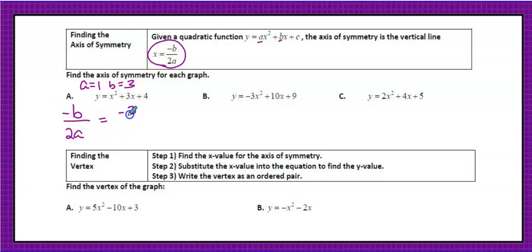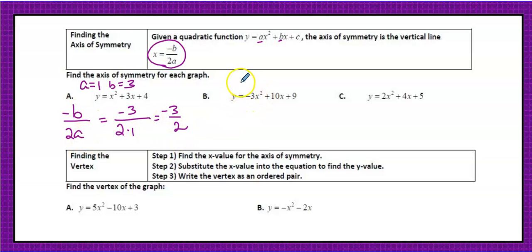That would be negative 3 over 2 times 1, which is negative 3/2. This would be hard to see on a graph. I mean, if you looked at it on Desmos, it would give you negative 1.5. But if they want a fraction, then the best way to do this is to plug it into this formula.